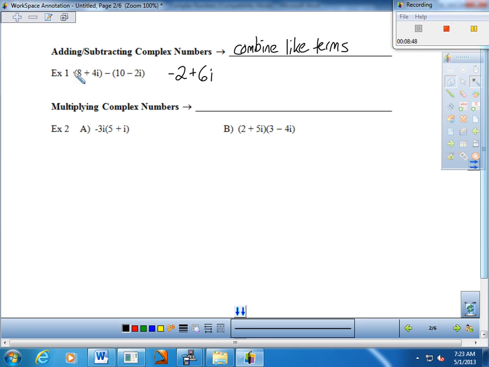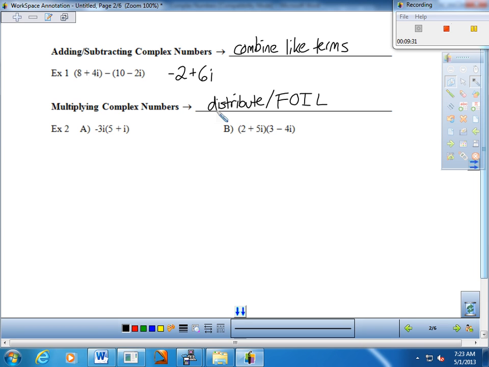And so as you can see, the next operation will be multiplying our complex numbers. And so what I boiled it down to is either you're going to distribute or you're going to FOIL, just depending on the nature of the complex numbers. FOIL really is just a fancy way to talk about distributing. So really they are the same. And so let's go ahead and do a couple examples together.